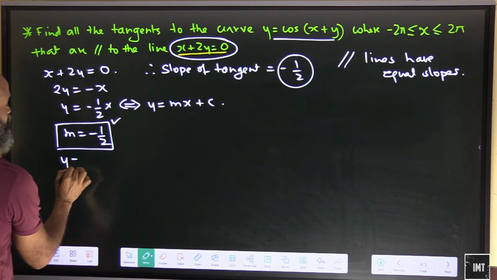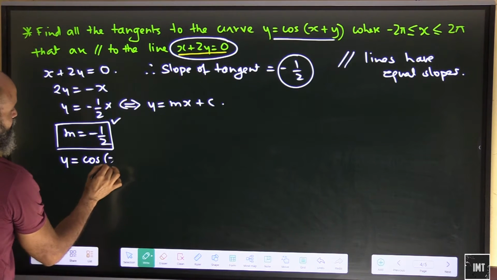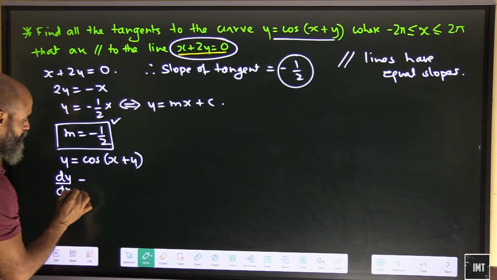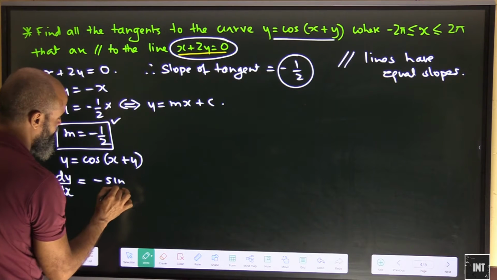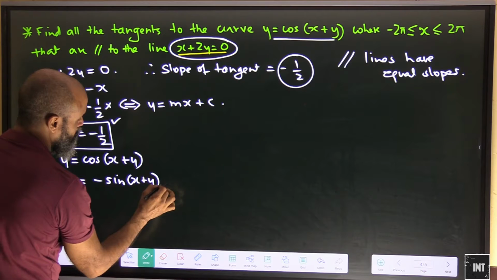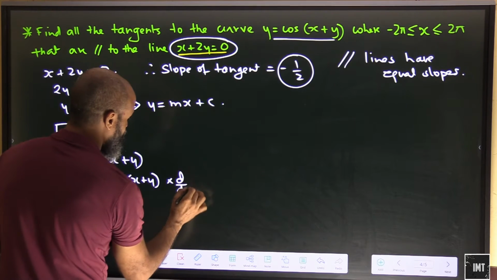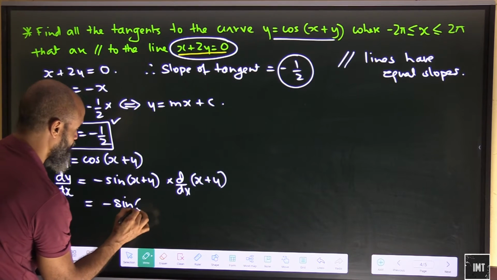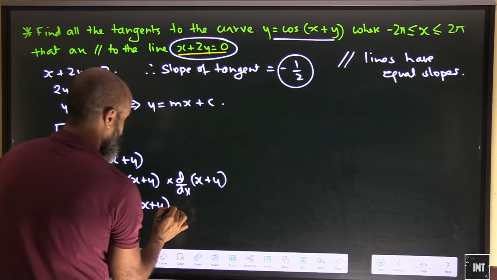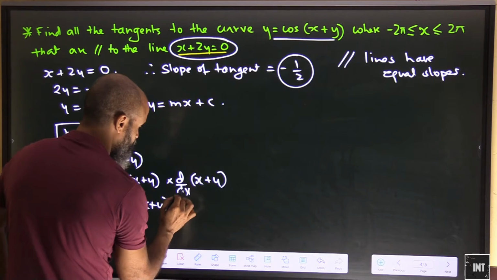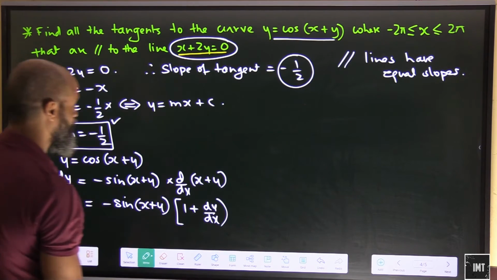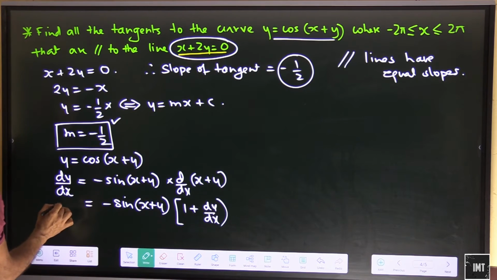Now we have the equation of the curve as y is equal to cos(x plus y). So dy by dx will be equal to minus sin(x plus y) into d by dx of (x plus y). Now this is going to give us minus sin(x plus y) into (1 plus dy by dx). Okay, we have already got here dy by dx.